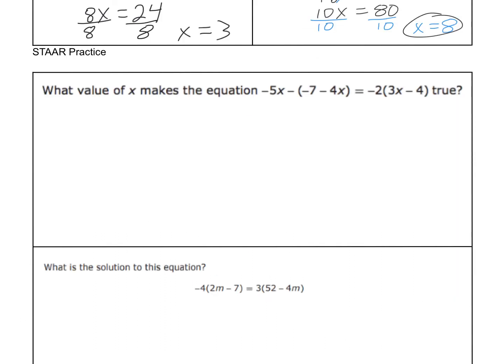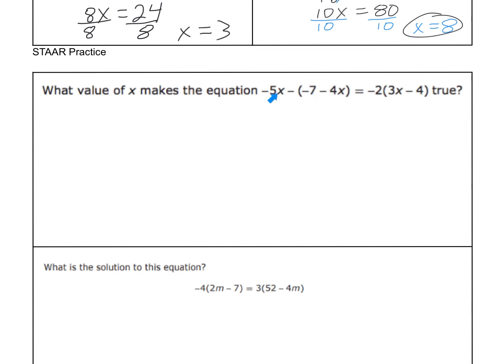All right, now let's take a look at a couple star level questions. All right, this is a big equation. It says what value of x makes the equation negative 5x minus, parentheses, negative 7 minus 4x, close parentheses, equals negative 2, open parentheses, 3x minus 4, close parentheses, true. So this question, what value of x makes this true, is just another way of asking what is x, or solve this equation for x, okay?